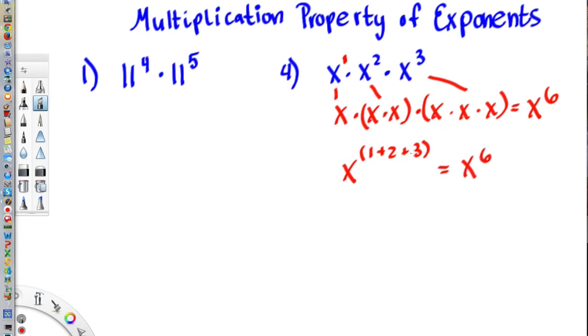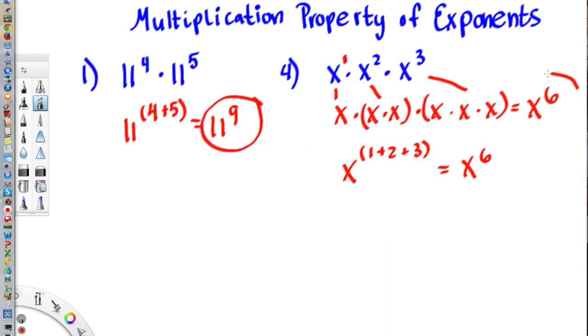So when we take this rule, this pattern that we see, it can save us a lot of time and a lot of space. When I go over here to number 1, I could write 11 times 11, 4 times, times 11 times 11 times 11, 5 times. That gets a little old. What I know is that 11 to the 4th power times 11 to the 5th power is really 11 to the 4 plus 5 power, which is 11 to the 9th power.